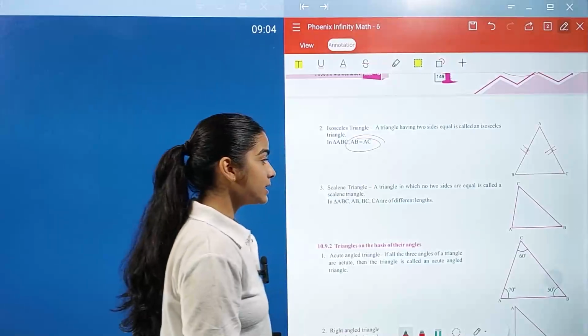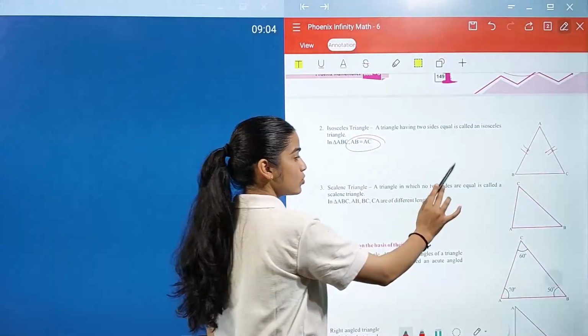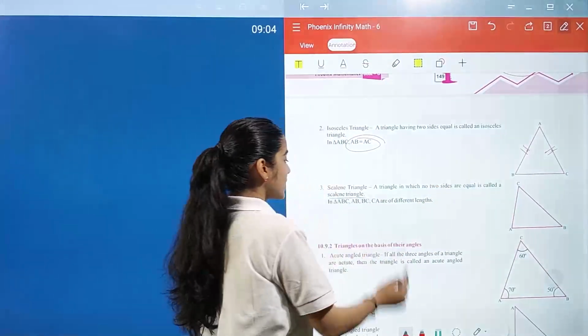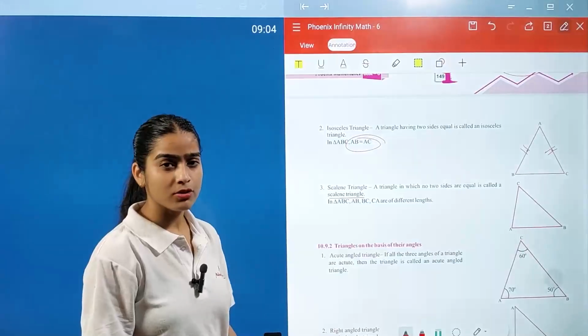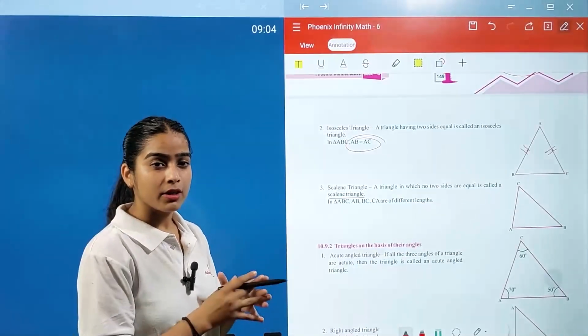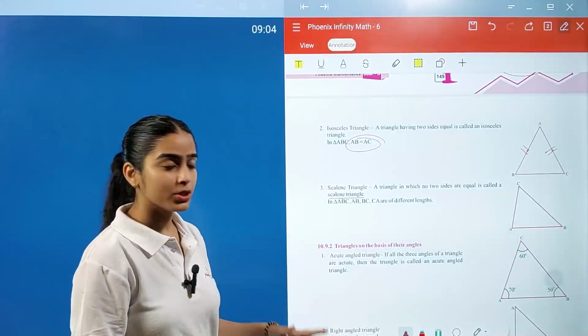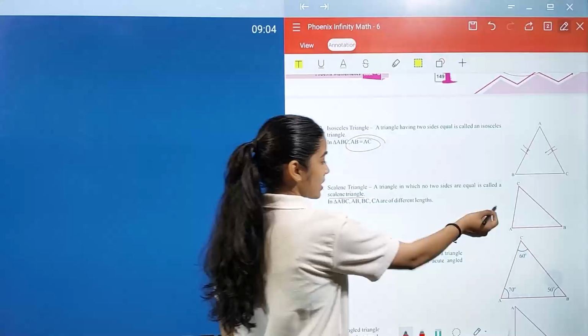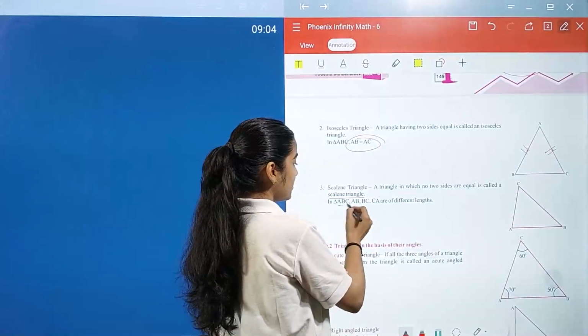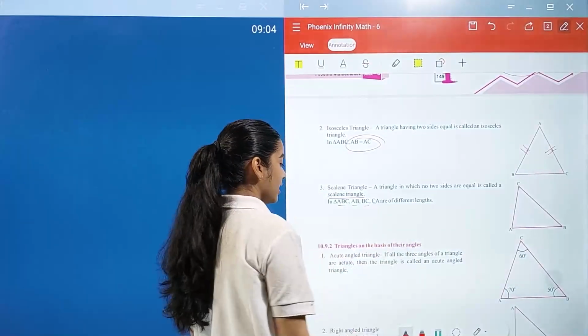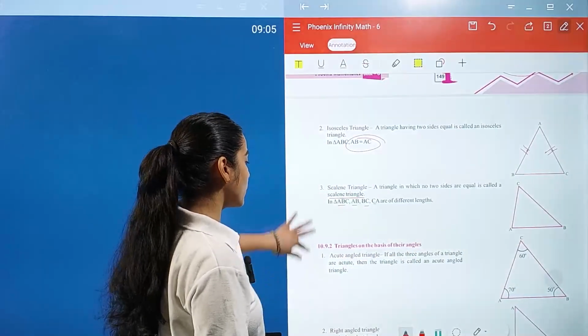Now we have the scalene triangle, a triangle in which no 2 sides are equal. You can also say that in a triangle where all 3 sides have different measurements, it is your scalene triangle. In triangle ABC, AB, BC, CA are not equal to each other.